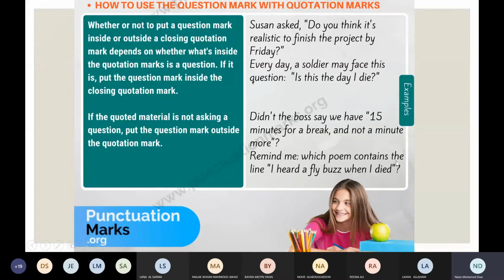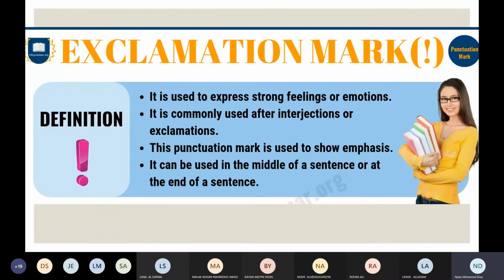Remind me, which poem contains the line, "I heard a fly buzz when I died"? The line itself doesn't have a question, but "remind me" is the question, with which poem is the question. Here it ends after the quotation mark because the quote doesn't have a question. So period finished, question mark finished.